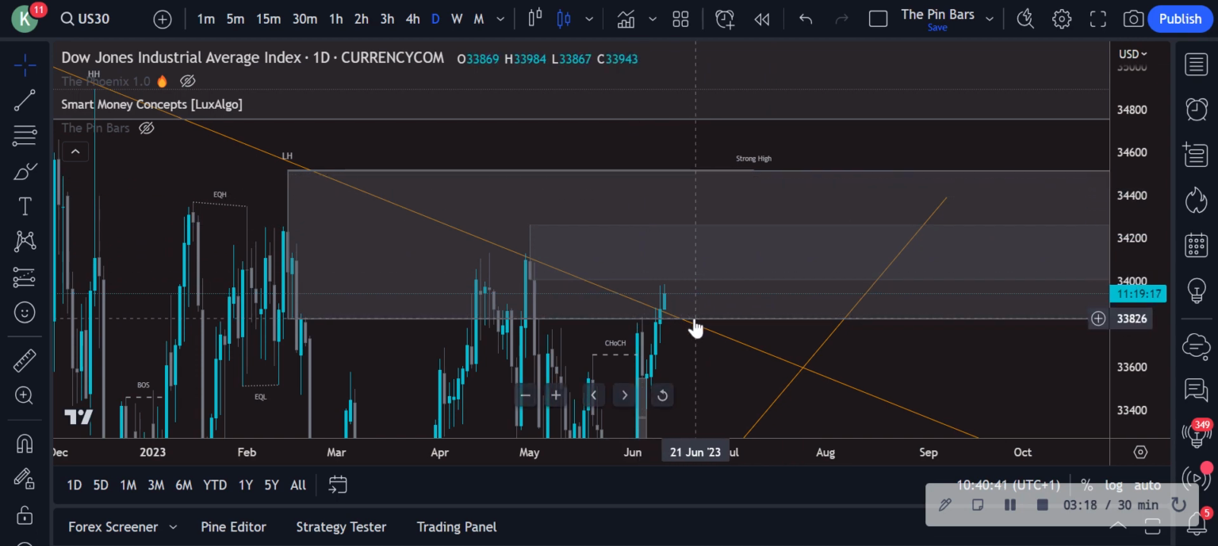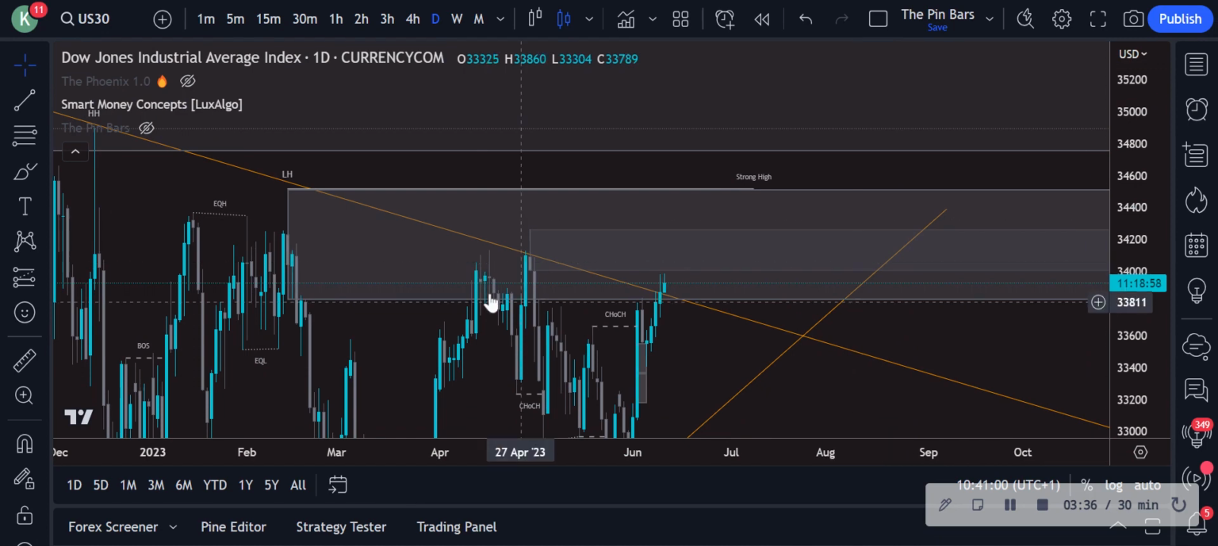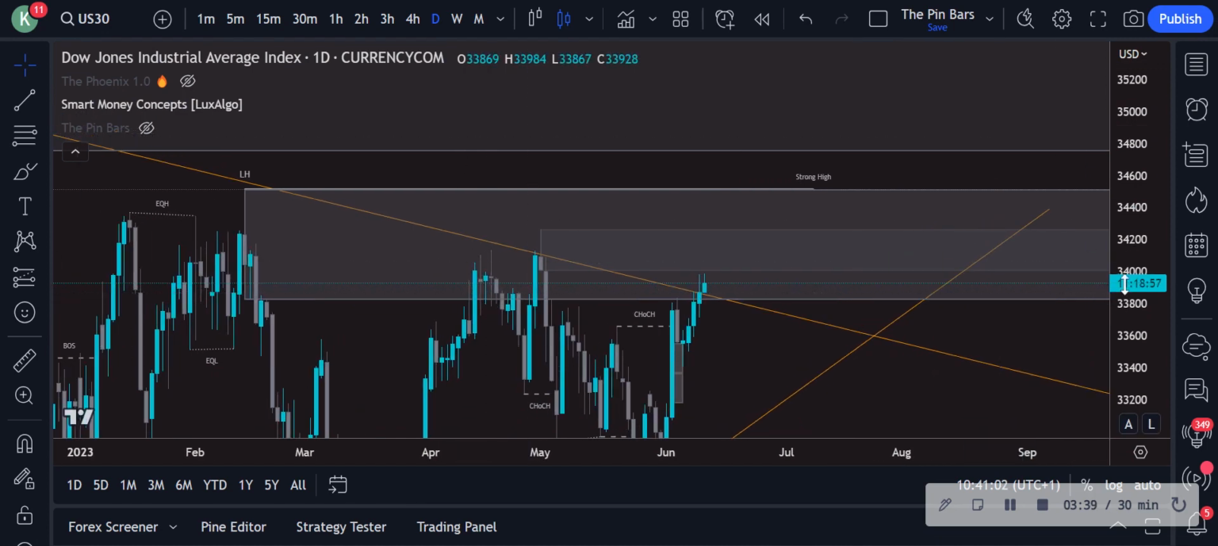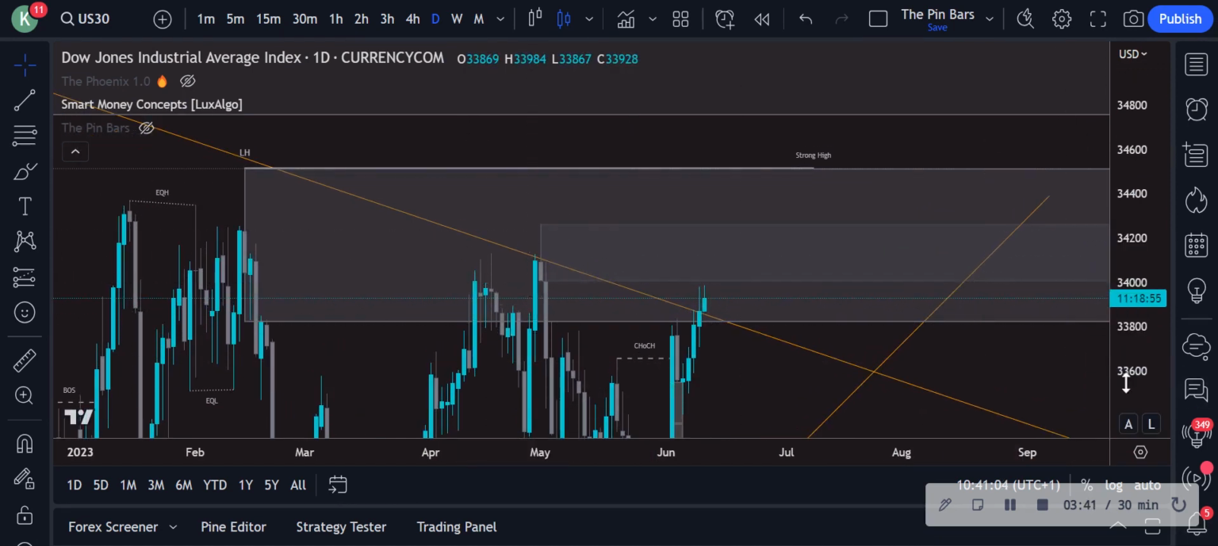So 38,836 or 830. And this is my first zone of interest. So that's 34,256. And then up here, which is around 34,500. Okay.